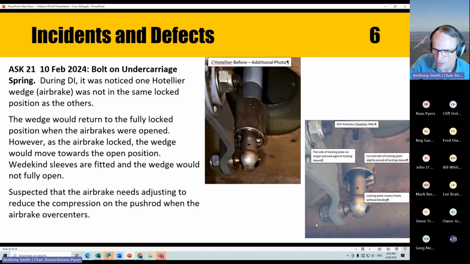Now, there's 2 photos there to show the locked position on the bottom, the unlocked position on the bottom right. You can see that the wedge is fully locked. In the top left photo, when the air brakes are fully locked, you can see the wedge is partially open and is impacting on the end of the Wedekind sleeve.